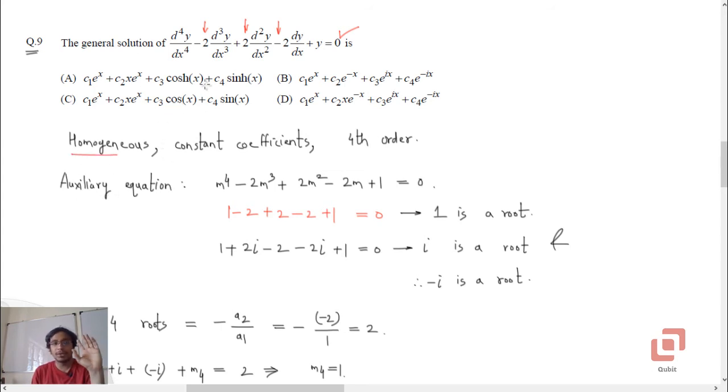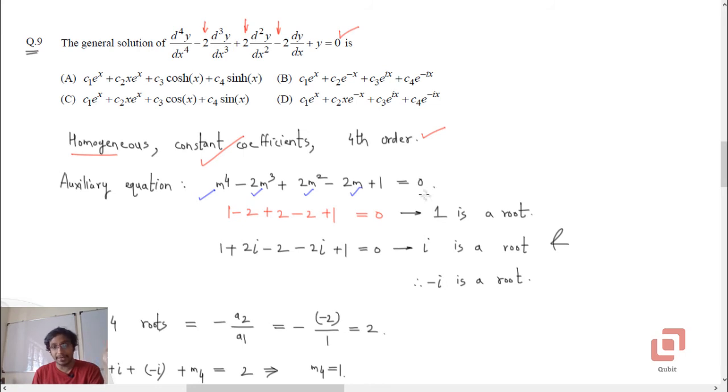Okay, coefficients are constants, 1, minus 2, 2, minus 2, 1, and clearly it is a fourth order differential equation. So it is a linear differential equation with constant coefficients as well as it is homogeneous. So the solution will consist of only the complementary function, no particular integral will be there. And the complementary function can be obtained by solving the auxiliary equation, which will be m to the power 4 minus 2m cubed plus 2m squared minus 2m plus 1 equal to 0.